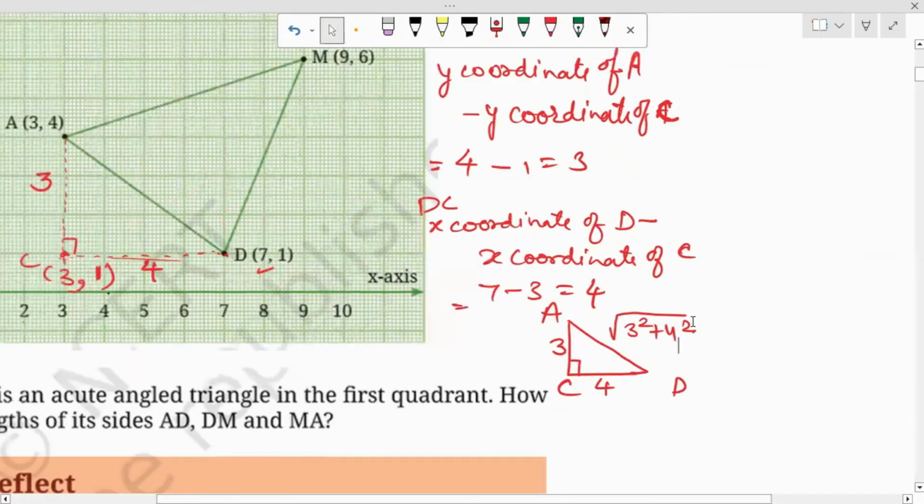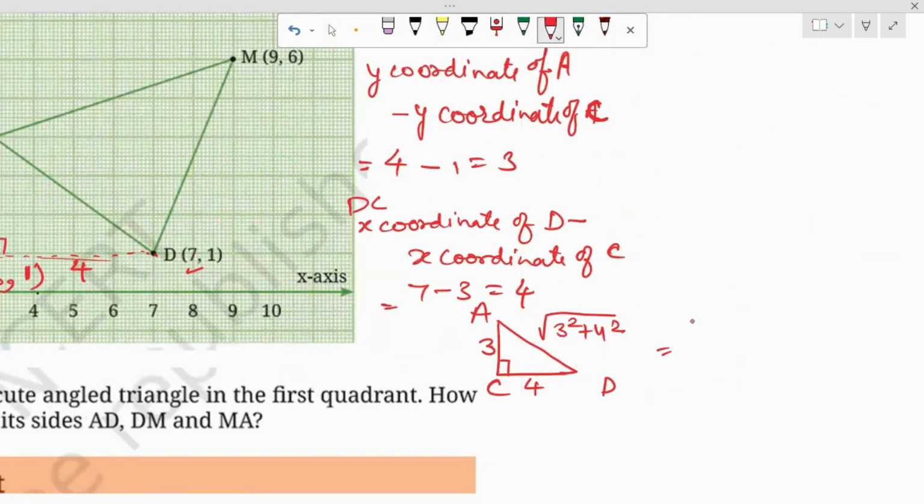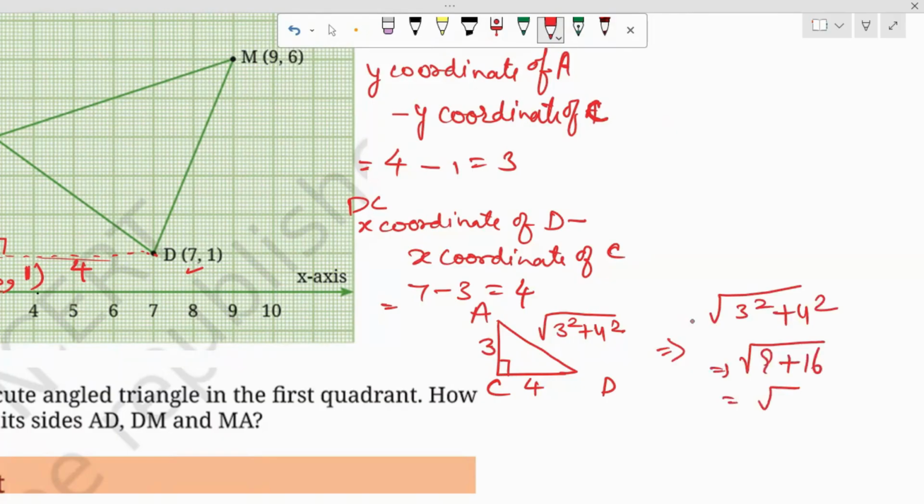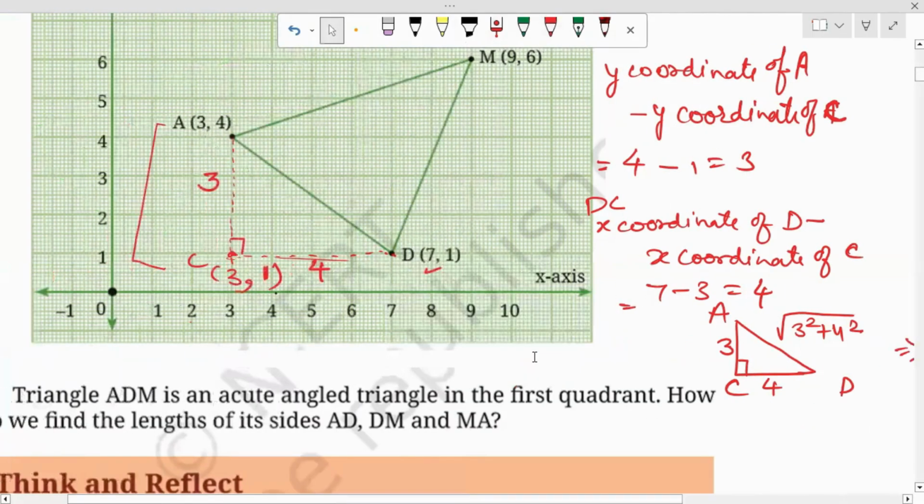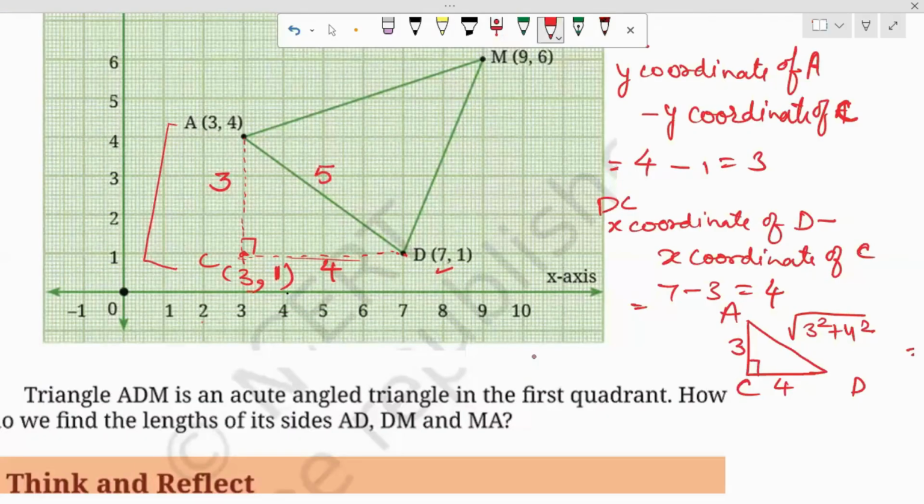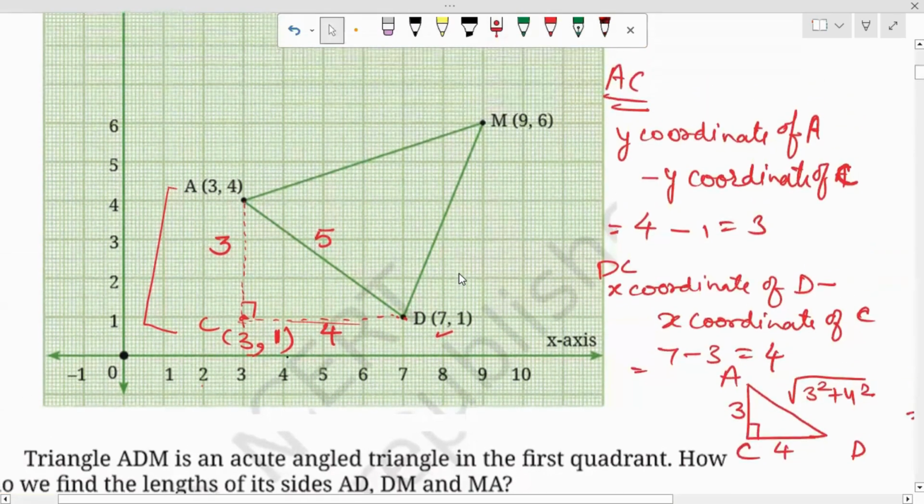So square root of 3 square plus 4 square, how can we write this? It will be root of 3 square is 9, 4 square is 16, which is square root of 25, is 5 units, right? So basically we got AD as 5 units. Understood what we did? So like that, we will make a right angle triangle everywhere.